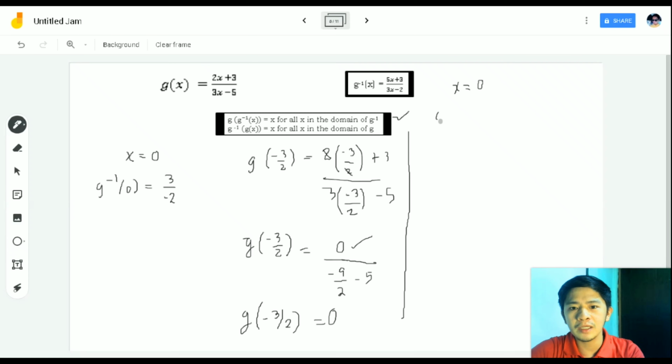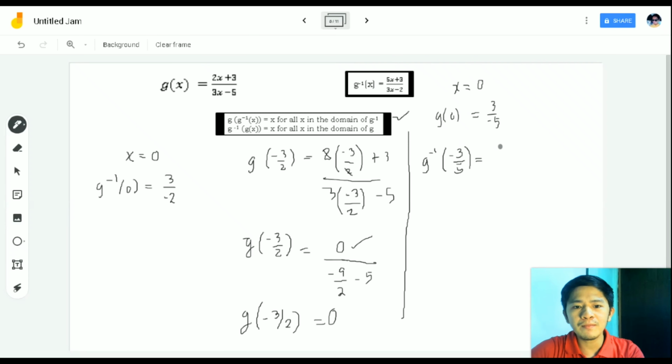So, that is g of 0. So, 2 times 0 plus 3 is 3 sa numerator. Dito naman sa baba, that is 3 times 0 minus 5 is negative 5. Okay. So, next. Gamitin natin ang g inverse of x. But your x is negative 3 over 5.